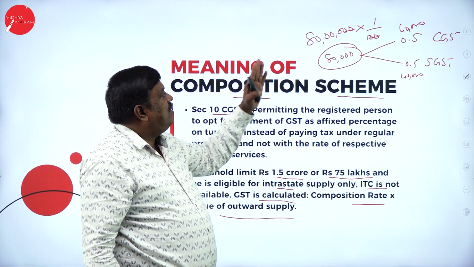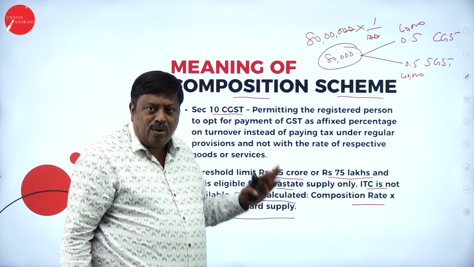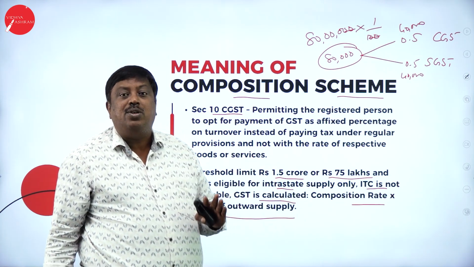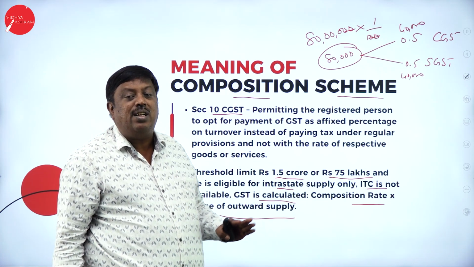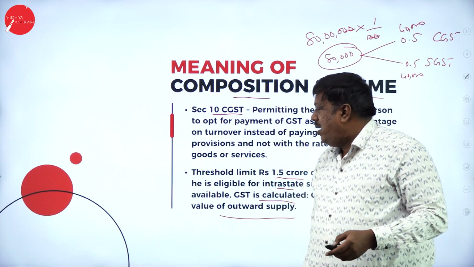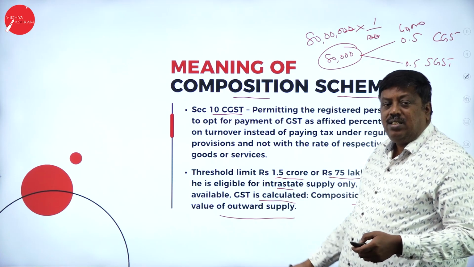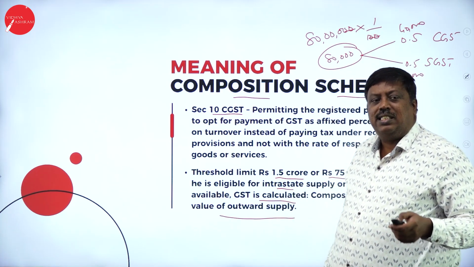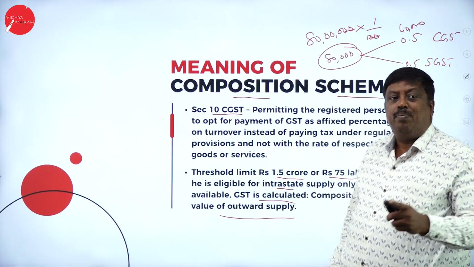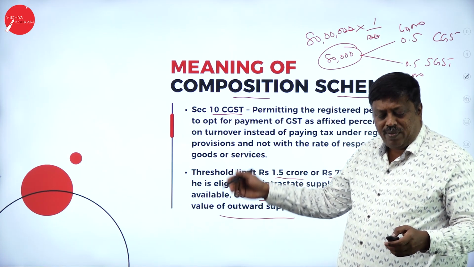So where the tax rate is 1%, if my turnover is 75 lakhs or 1.5 crore, from this point I can opt for composition, but I'm not eligible to claim the input tax credit for whatever I have paid. So these are the benefits, and for the different concepts of person that we have discussed here, go through them from an examination point of view. From the concept of person, there will be a 2-mark question compulsorily. So go through it, understand it, and write the concepts easily.